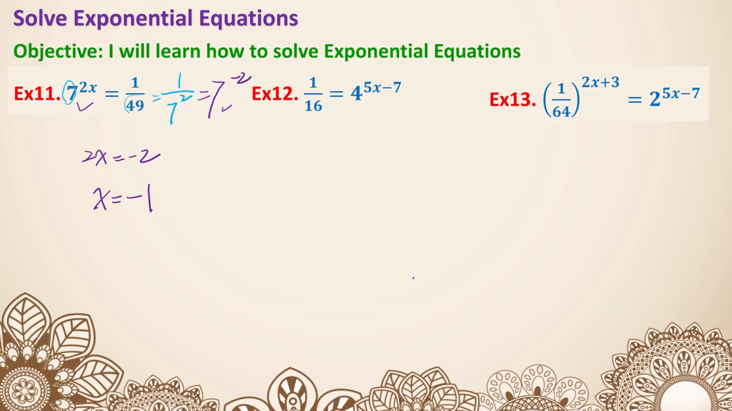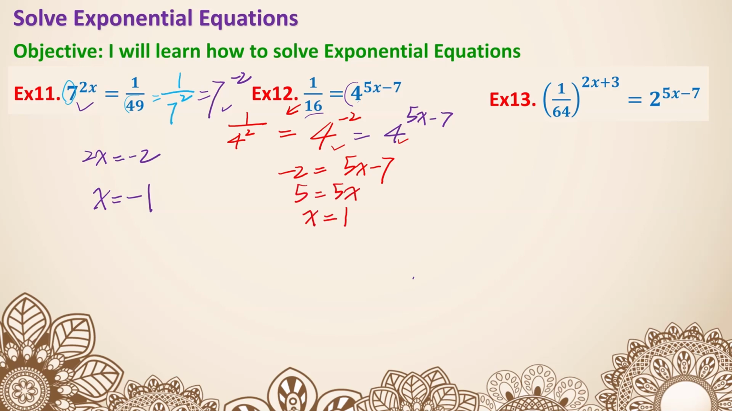Example 12. First, let's deal with this question. The right side has a base of 4, even though that could go lower. But let's check the 16. Well, 16 could actually be rewritten as a base 4. So I'm going to keep the base 4 on the right side. As for the left side, it's a 16, and I need to rewrite it using base 4. So that is 1 over 4 squared. Since I need to take it out of the fraction, I need to give it back the negative exponents. So it's 4 to the negative 2 power. Same base, so negative 2 equals 5x minus 7. Add a 7 over. So we have 5 equals 5x, which means x equals 1.